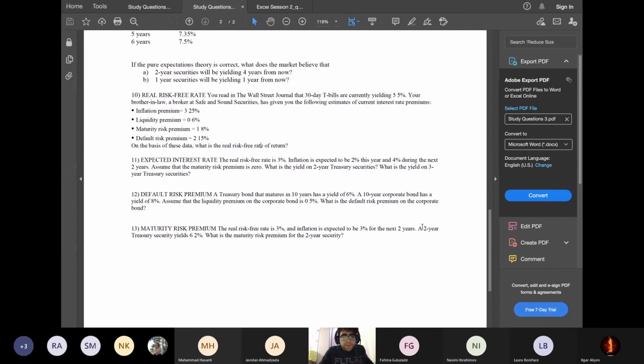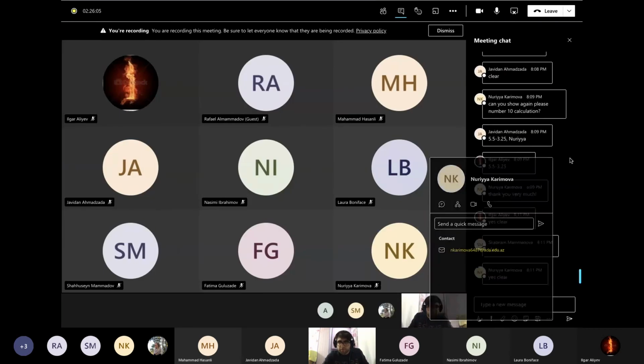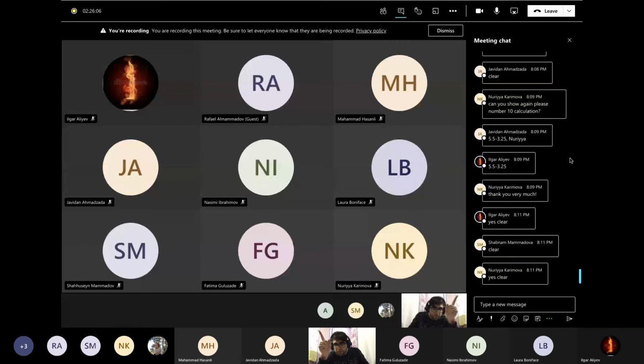Okay. Default risk premium. A treasury bond that matures in 10 years has a yield of 6%. A 10-year corporate bond has a yield of 8%. Assume that liquidity premium on corporate bond is 0.5%. What is default risk premium on corporate bond? So guys, we have 2 long-term bonds. One of them is government. One of them is corporate.